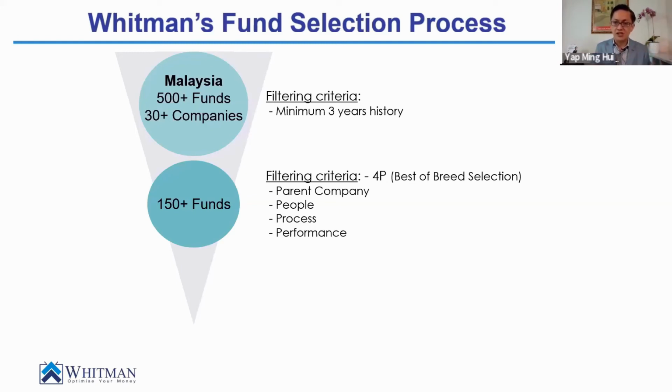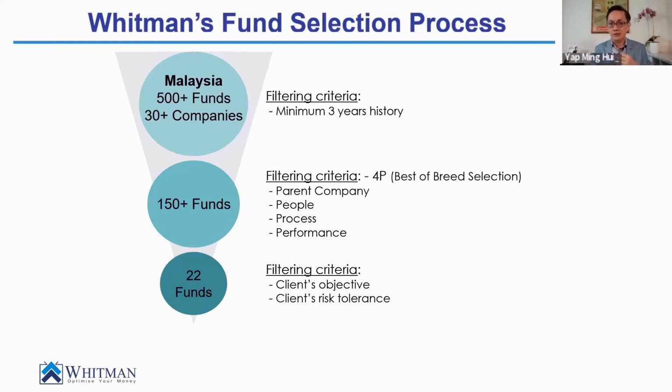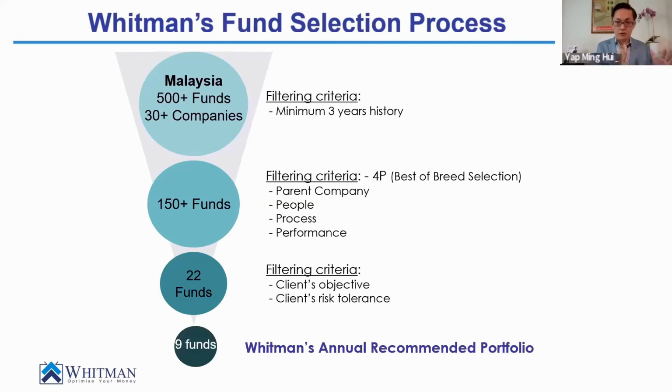So after considering that, we further filter the funds to about 20, and we will further group these funds based on the client's objective and the client's risk tolerance. So we will end up recommending to one client with one specific risk profile about 8 or 9 funds in the particular portfolio. So you can see it is a very top-down kind of approach to eventually come up with the best of breed funds for the client to invest into.